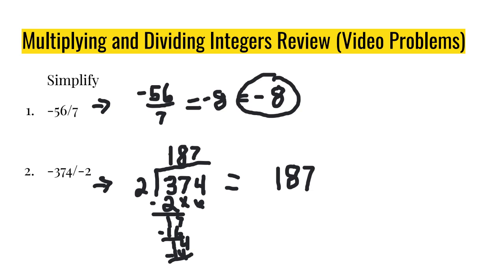Now I can't forget the signs. In this case, again, both signs are negative. A negative times a negative is positive, but we're dividing, so a negative divided by a negative is always positive. So when the signs are the same, just like in multiplication, it's positive. And when the signs are different, just like in multiplication, it is negative.